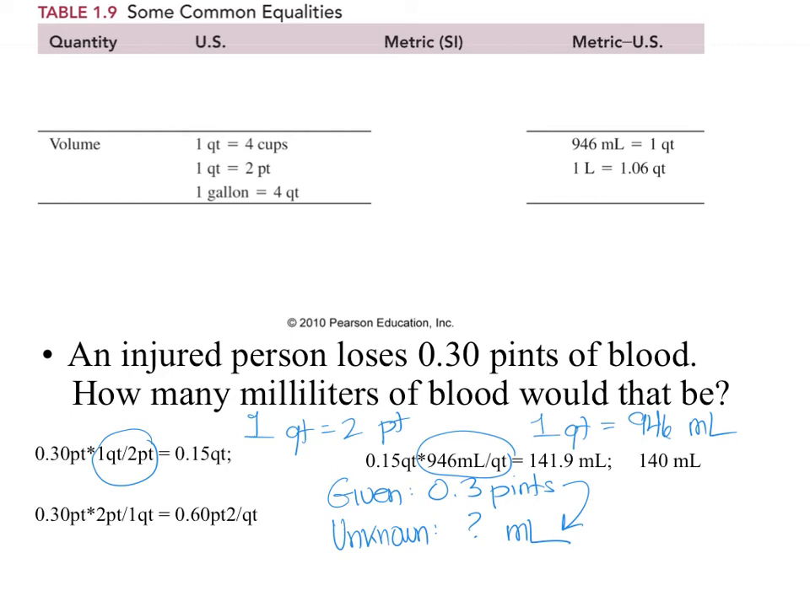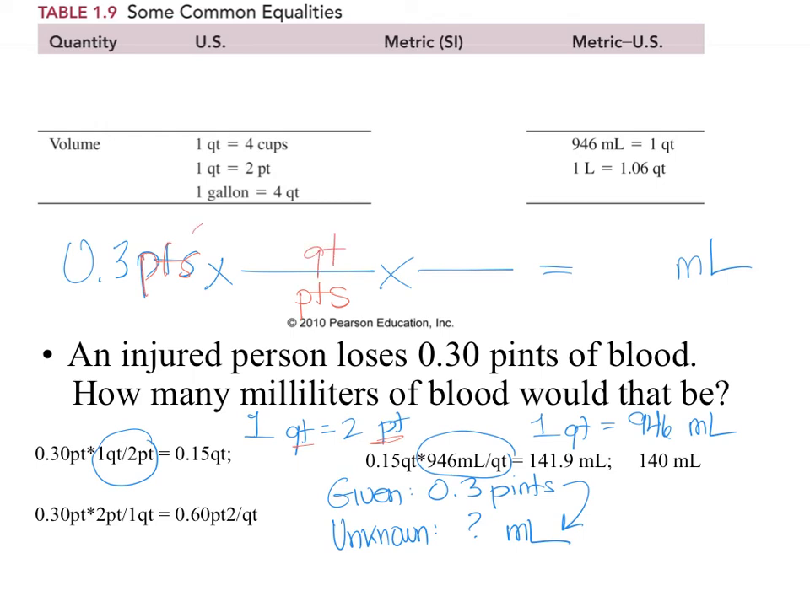You can go from your 0.3 pints, that's your given, you always start with that. I know I'm going to do this in 2 steps before I get my milliliters answer. And then, notice what I'm doing here. Pints is what I'm given. So I'm going to, step one, get rid of pints. And from pints, I had quarts, because I found that conversion. Pints on top, pints on bottom. That's why I put it on bottom, so it'll cancel.